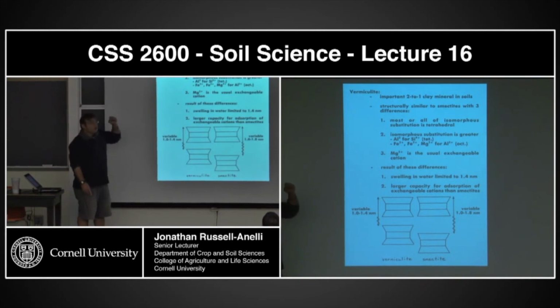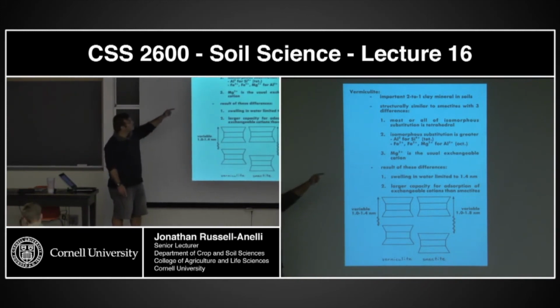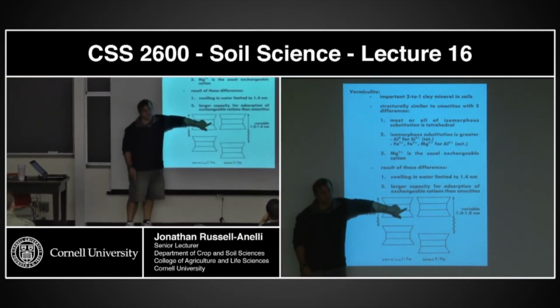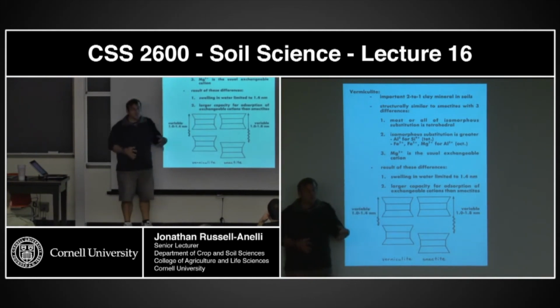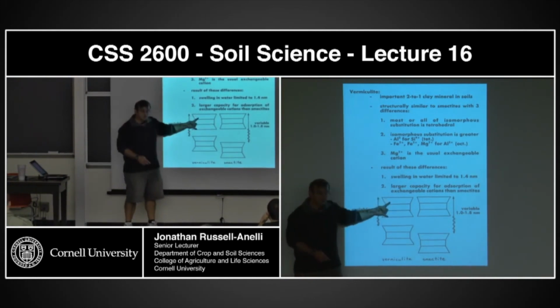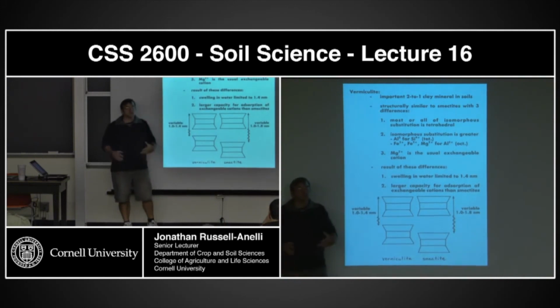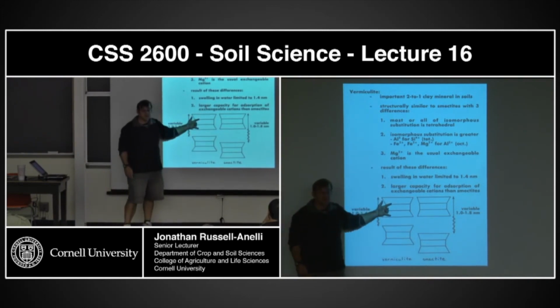First of all, most, if not all, of its isomorphic substitution is in this tetrahedral sheet, this outside sheet. It's not in the internal sheet. If that's the case, most of the charge is right up at the surface. Now think about this. If most of my isomorphic substitution is here versus here, what's that going to do to the strength of the magnet? Because these are basically magnets, right?